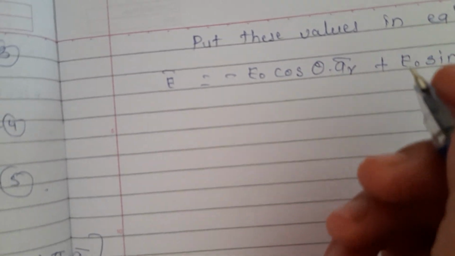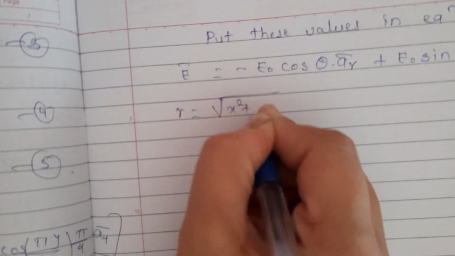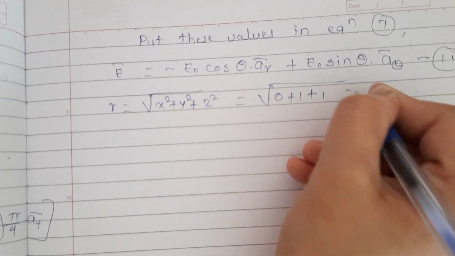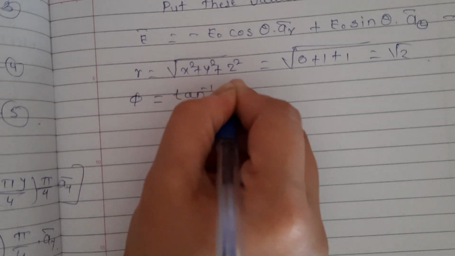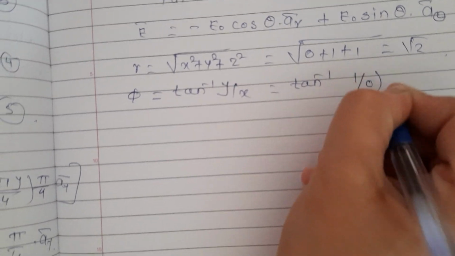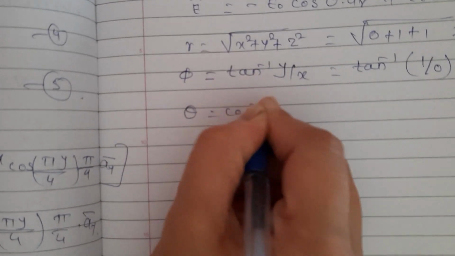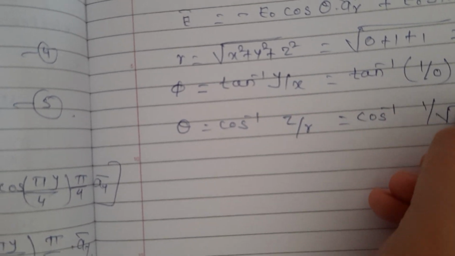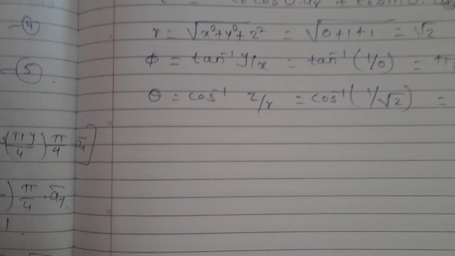So first we convert this coordinate into spherical coordinates. So r is equal to square root of x square plus y square plus z square. So it is 0 plus 1 plus 1, square root of 2. In spherical, phi is equal to tan inverse of y by x, so tan inverse of 1 by 0, so it is π by 2. And theta is cos inverse of z by r, so cos inverse of 1 by square root of 2, it is 45 degrees. So these are the values in the spherical coordinates.